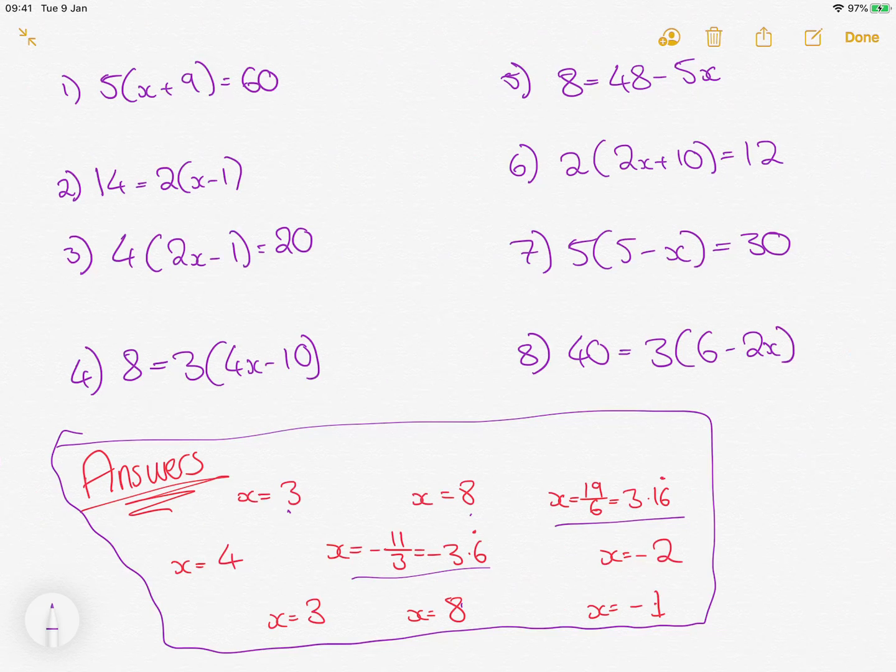Make sure you have a go at those in your book. Any that you are not sure on, so you're like, I do not get any of the answers in this box, and I'm not sure how you get to those answers, then please email me.